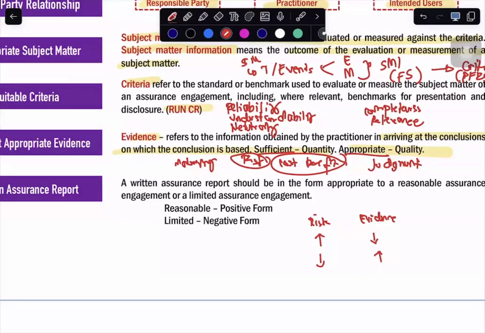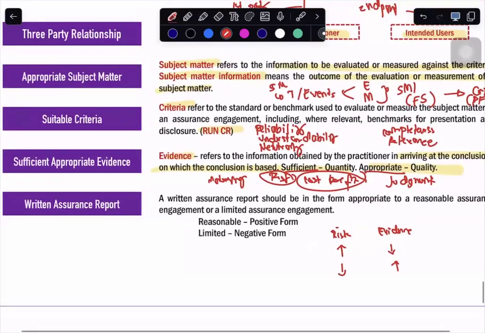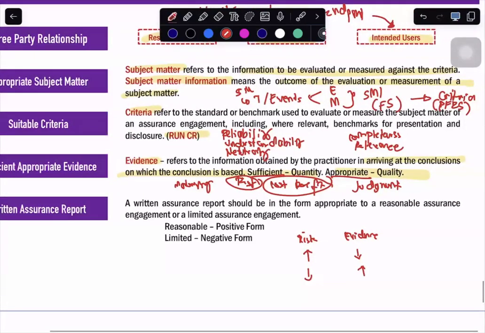And then lastly, we have our written assurance report. A written assurance report should be in the form appropriate to a reasonable assurance engagement or a limited assurance engagement. And we already talked about that. Pag reasonable, positive. Pag limited, negative. Limited, ang other term natin dyan ay moderate.